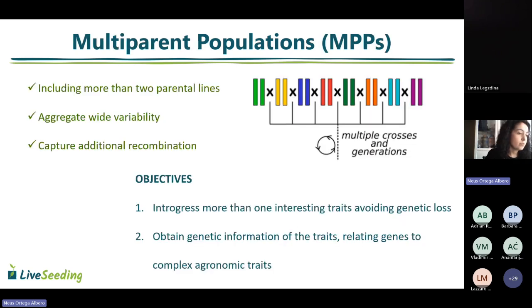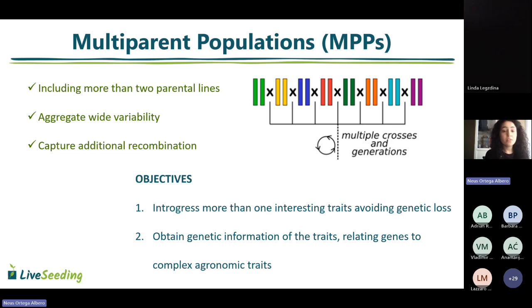So now it's time to start to focus on a different type of populations. I'm now talking about multi-parent populations. Multi-parent populations are based on including more than two parental lines in the first intercross, and they are useful because we aggregate more variability and we capture additional genetic recombination of many interesting genotypes.